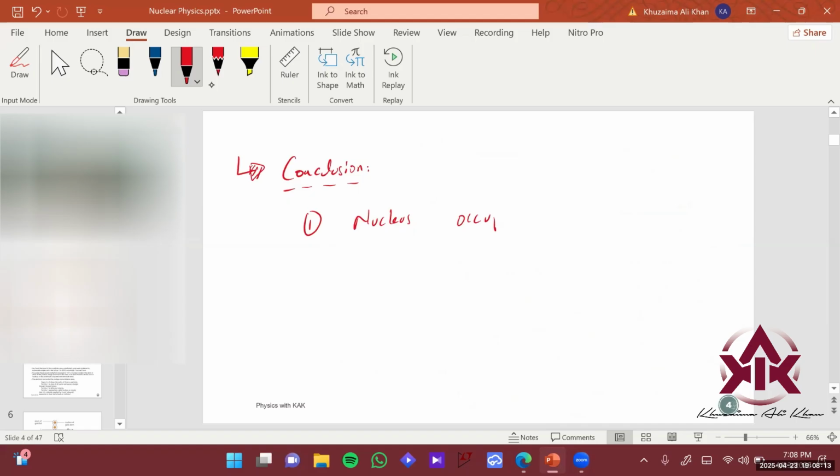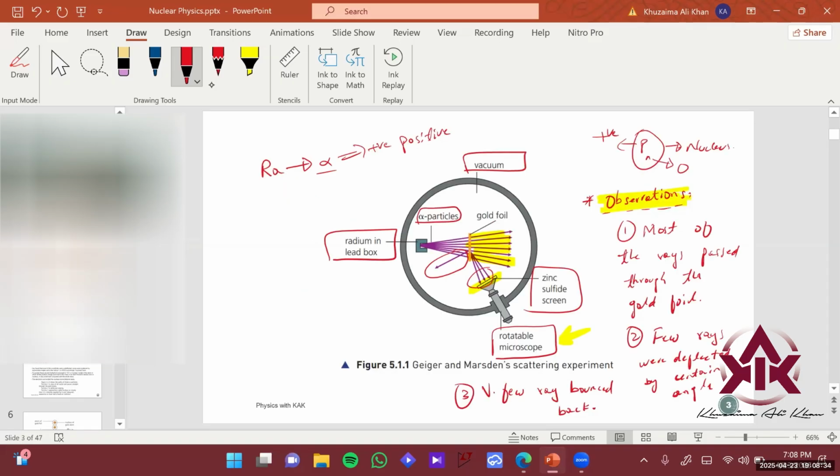occupies a small section of an atom, right? That makes sense, right? It is pretty small at the center, and most of the area is basically empty in an atom, right? And what is the second conclusion from the result? That a few rays were deflected by a certain angle. I'm talking about these rays, right? They have a certain angle. Now I'm going to use theta over here, so you don't confuse it with alpha particles. Okay? They have a certain angle over here, right?